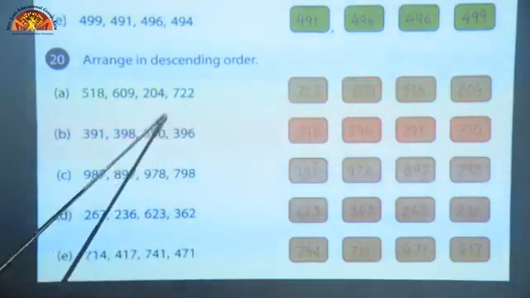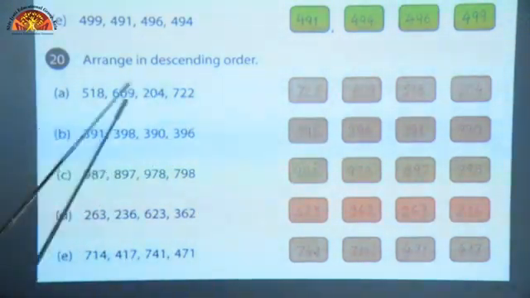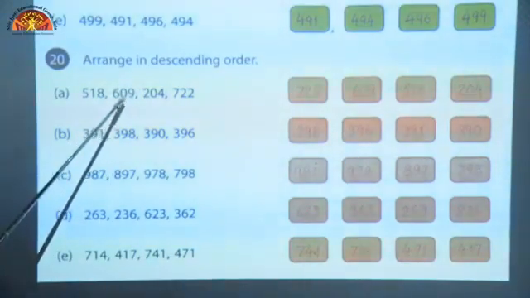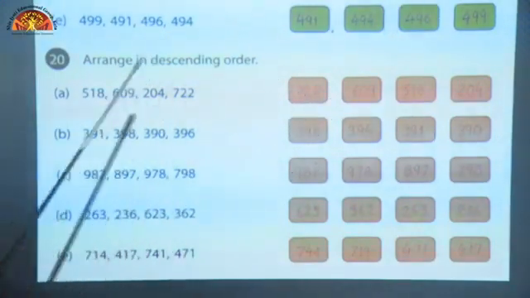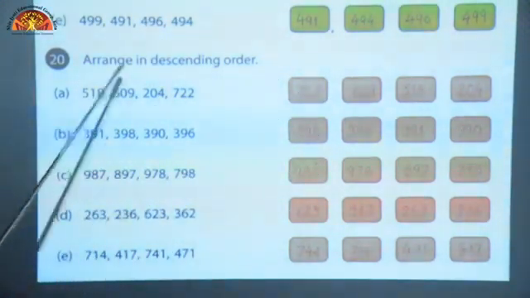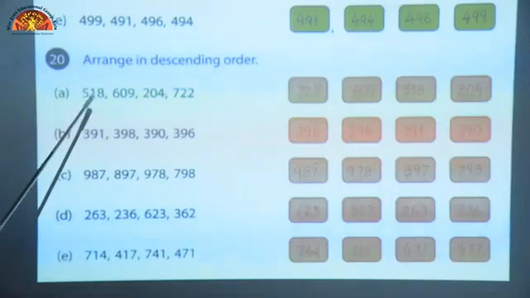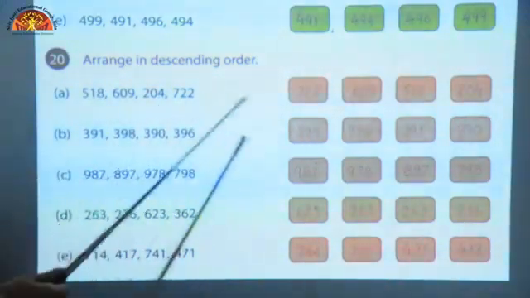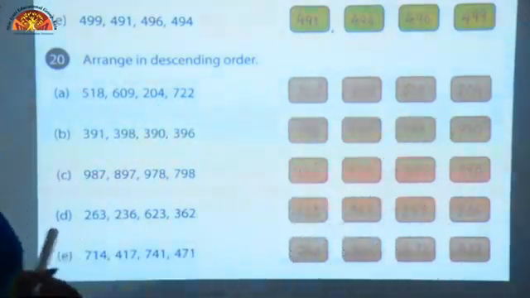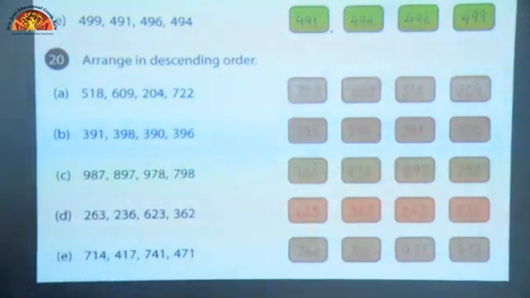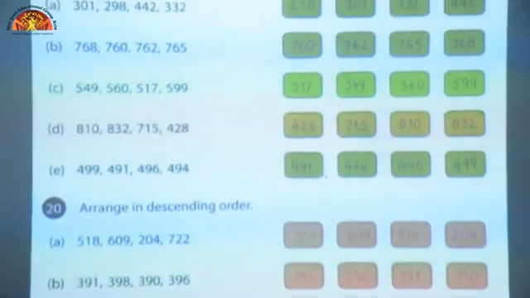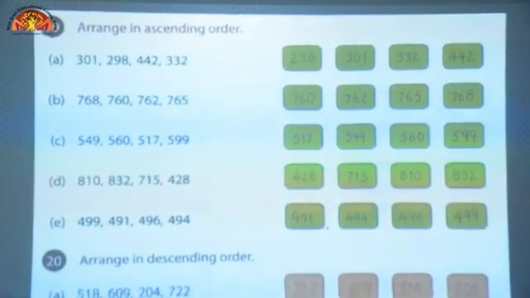Then leave this number and compare the remaining numbers. 609 will come after 722. Then in counting, in these two numbers, 518 comes later. So we will write 518, and at last 204. This is the smaller number. I hope you have understood. Rest of the sums you can do yourself.